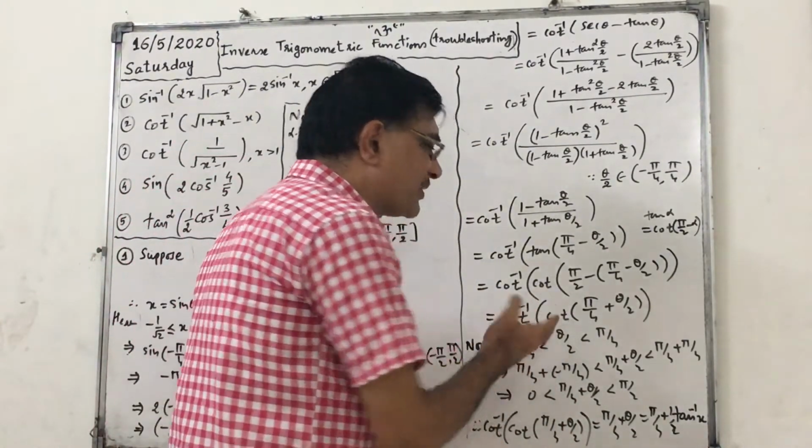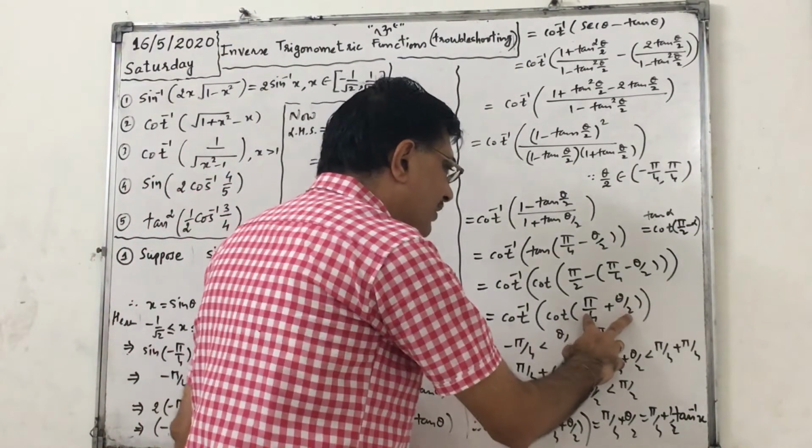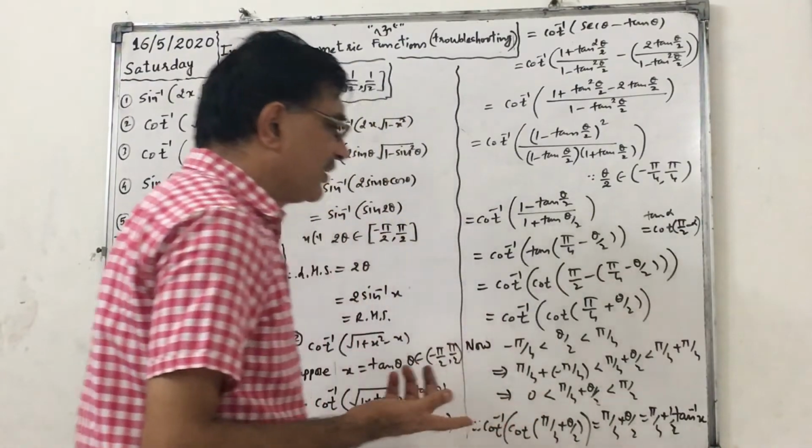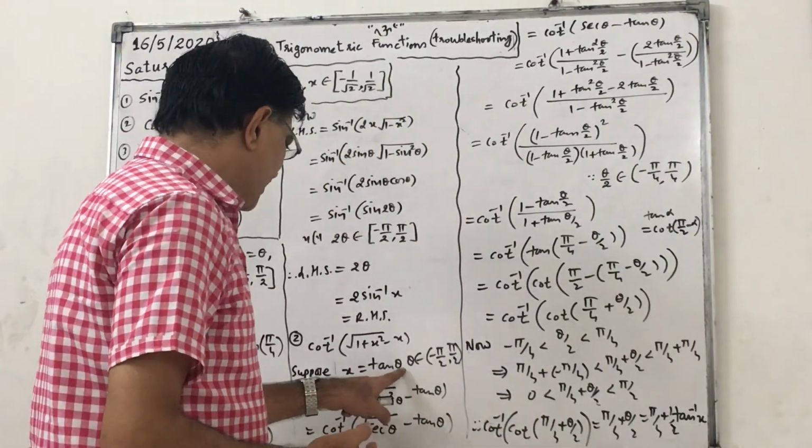So these two will give us the identity function. So I can write it equals pi by 4 plus theta by 2. That is pi by 4 plus 1 by 2. What is theta? Theta we assumed, okay, tan inverse of x.